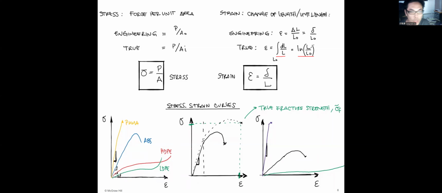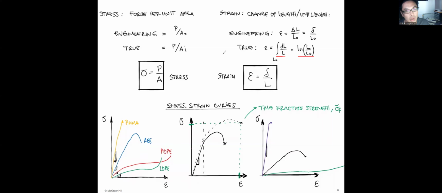I think you should be familiar with this conversion between engineering strain and true strain. Basically, what we can measure is the engineering strain, and then we can convert it to the true strain.